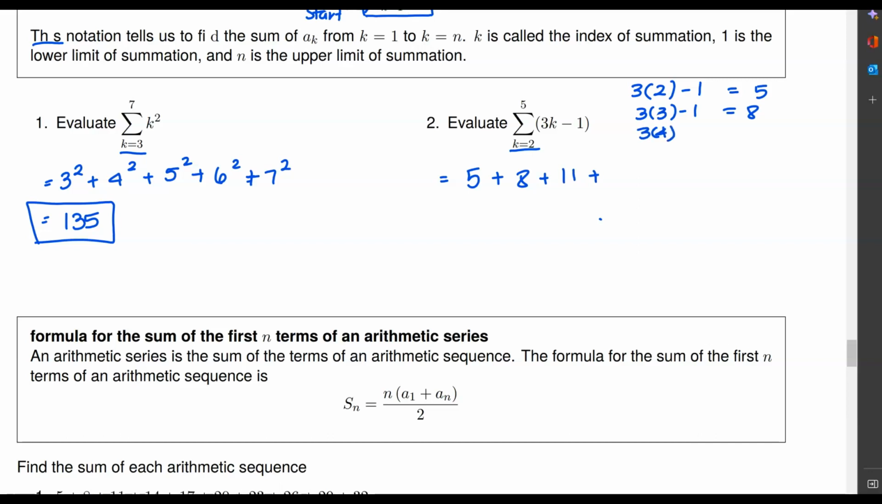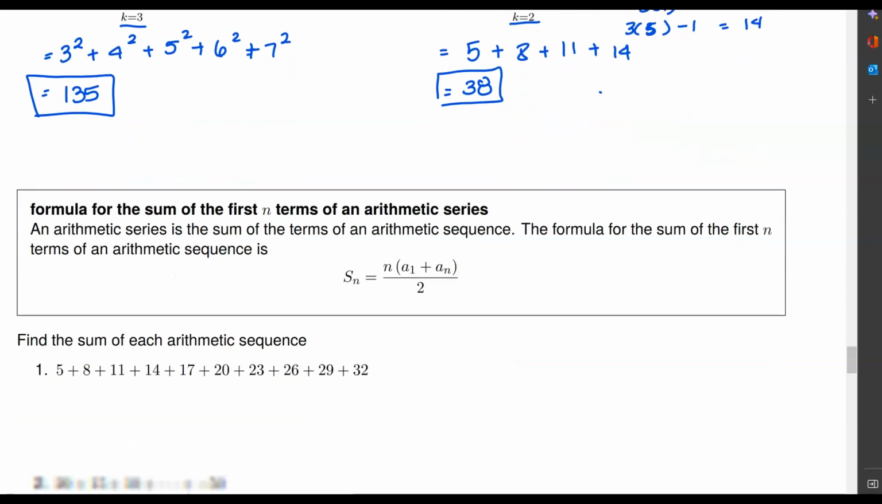It's going to be the fourth term. And then the last one, which is going to be the fifth term, right, we're going to get 14. And that's where we stop, because that fifth term is where we want to end. We're going from the second term to the fifth term. So this time we're only adding 4 numbers, and we get that the sum is 38.